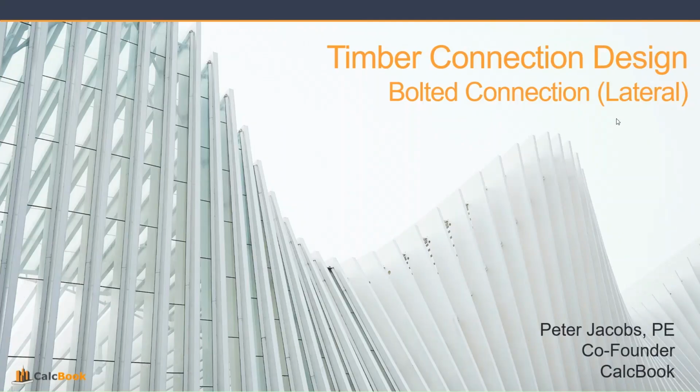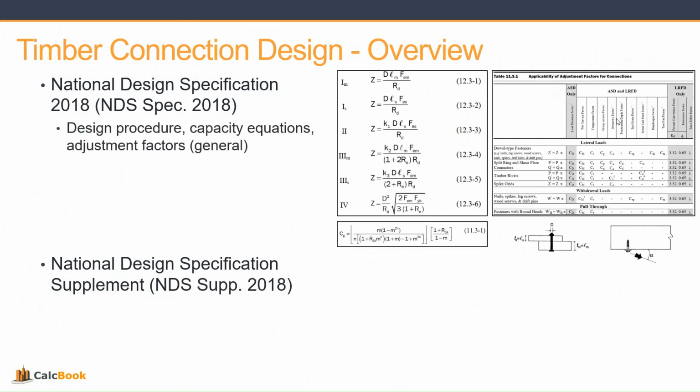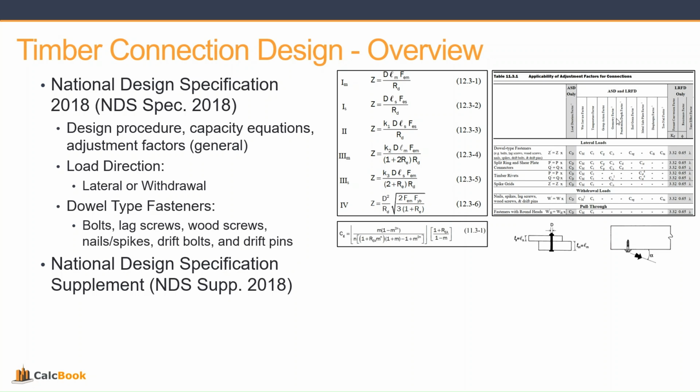Today we're going to be looking at timber connection design, and specifically a bolted connection in lateral loading. Just a quick recap on our connection design: we use the National Design Specification, also known as the NDS, and we have the spec and the supplement. The spec gives us our design procedure, our capacity equations, and adjustment factors. It also gives us parameters and equations for whether we're looking at lateral or withdrawal loading, and additional information for our dowel type fasteners, which is what we are going to be using CalcBook for.